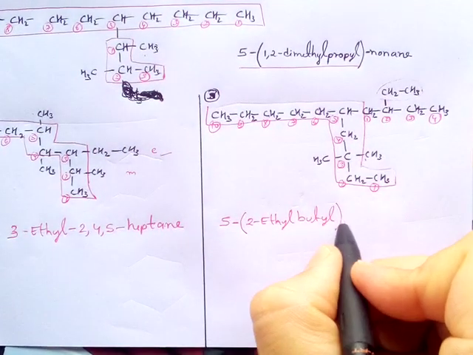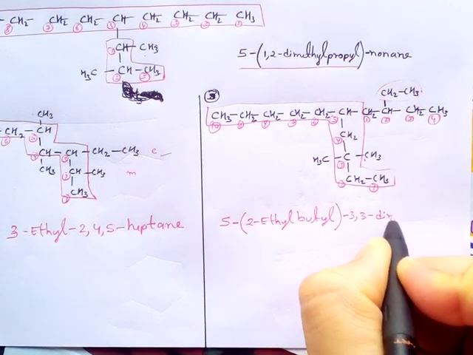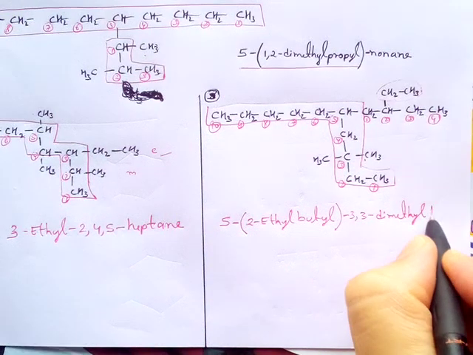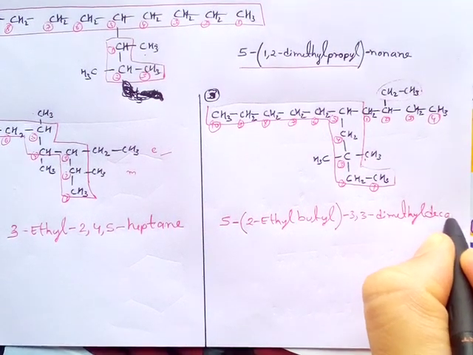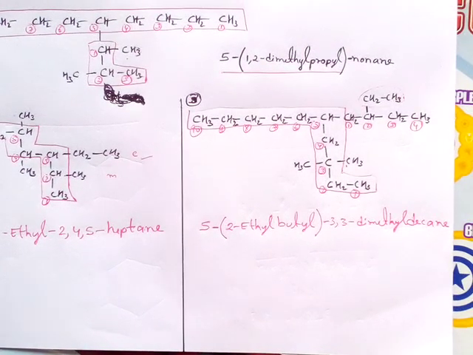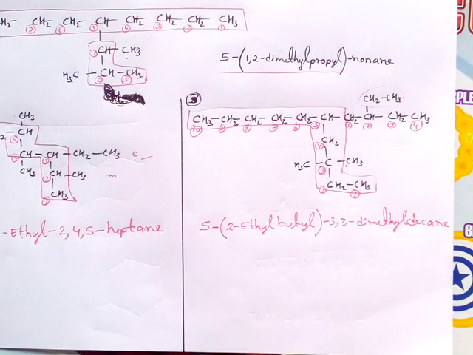Now here is 3,3-dimethyl, then 10 is dec, then ane, decane. Fine. So the name comes as 5-(2-ethylbutyl)-3,3-dimethyldecane.